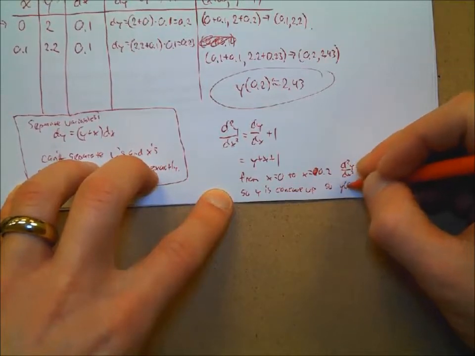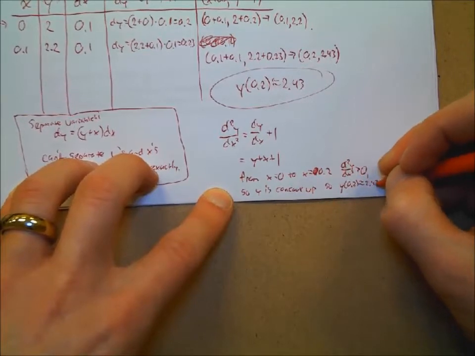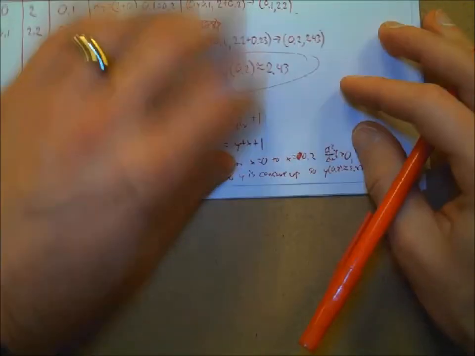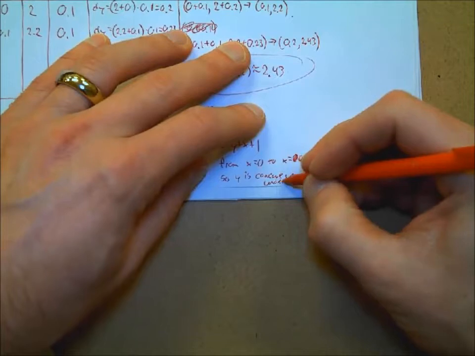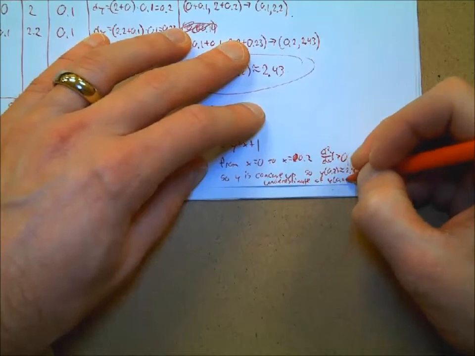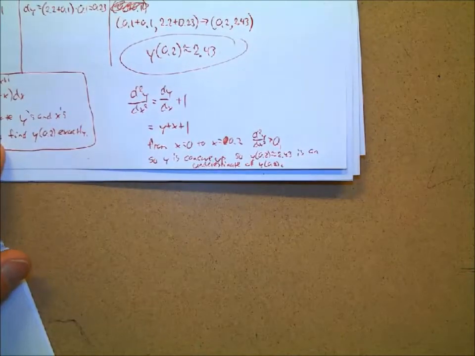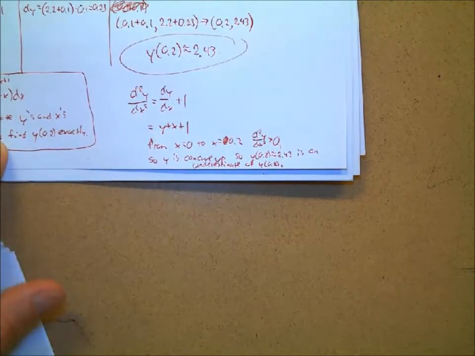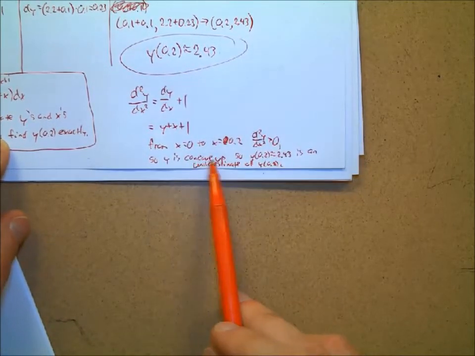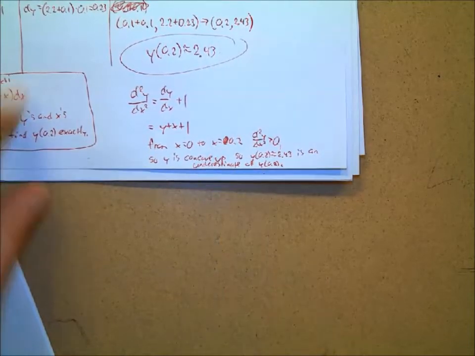So y of 0.2, equal to about 2.43, is an underestimate of y of 0.2. Sorry about that, I know it's way squeezed down there. I'll zoom in some more. Okay, so establishing that our second derivative is positive for that interval, y is then concave up on that interval, so y of 0.2, which is approximately 2.43, is an underestimate of y of 0.2. Okay?